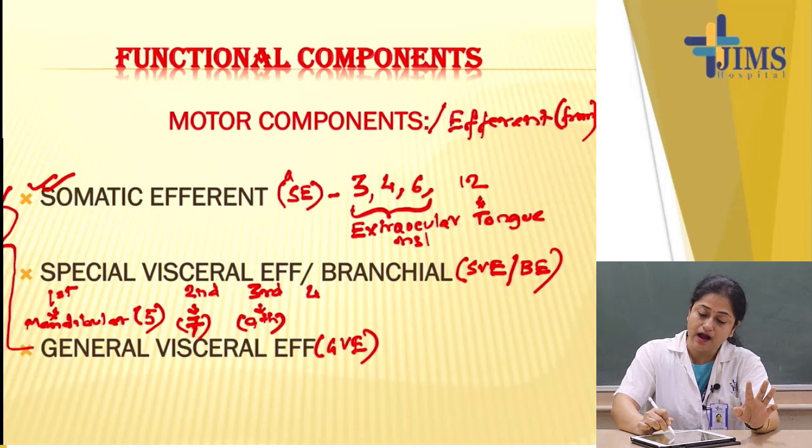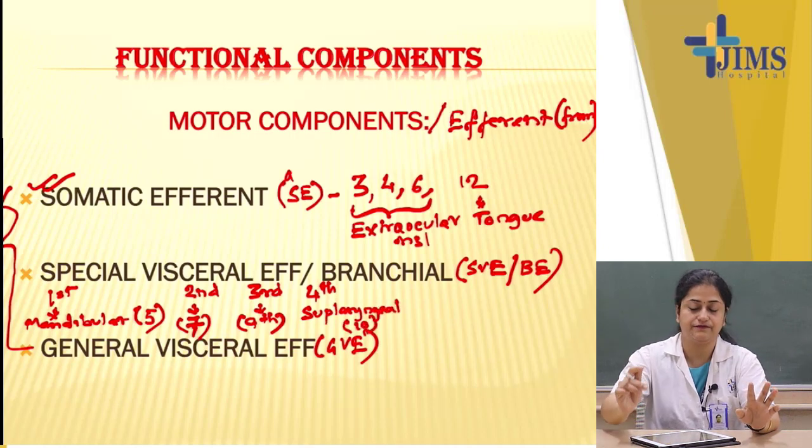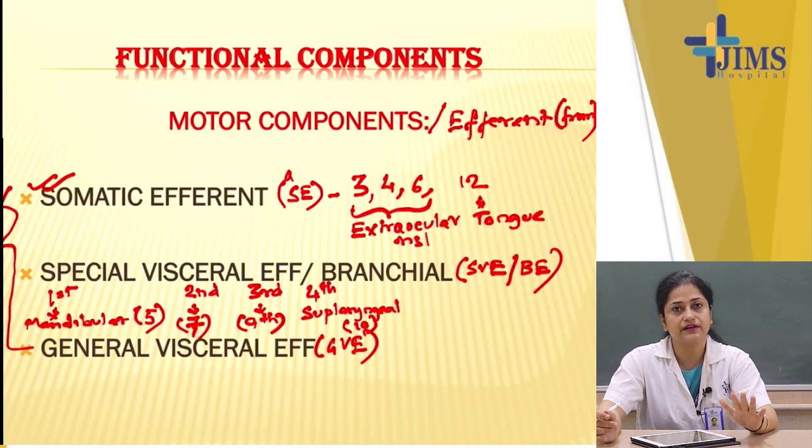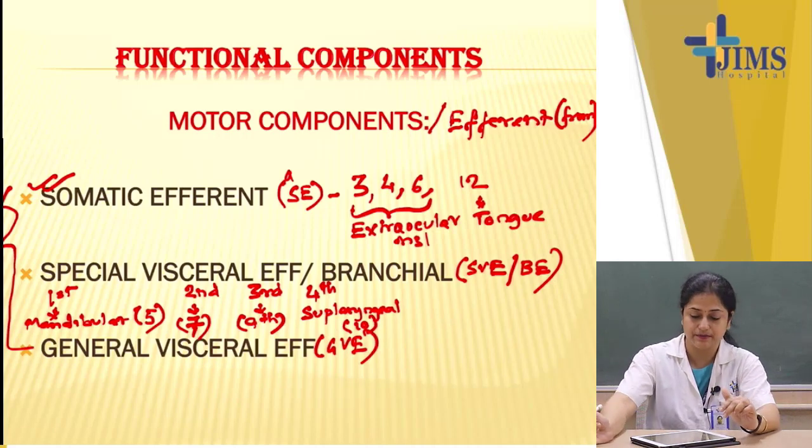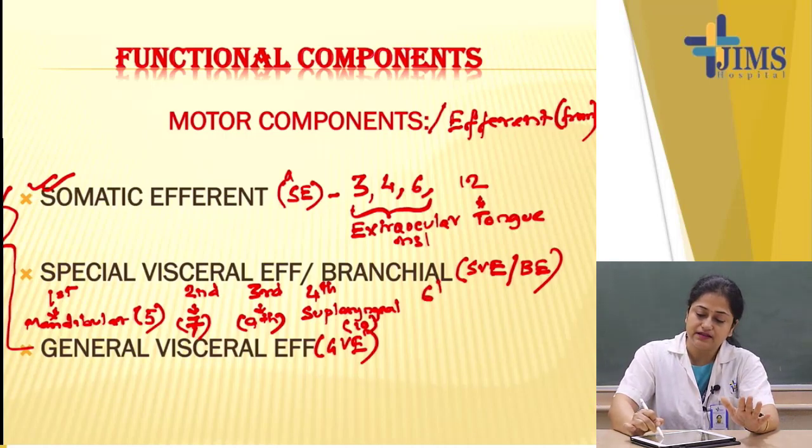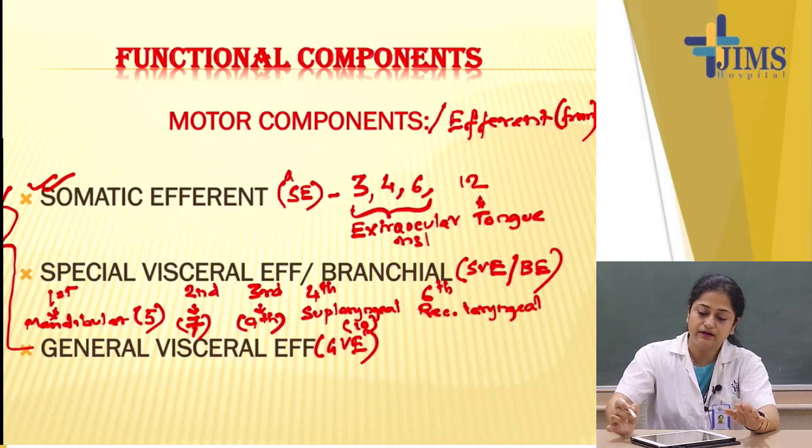The fourth arch, the nerve is the superior laryngeal nerve, which is a branch of the vagus nerve. Okay? So, vagus nerve will carry special visceral efferent fibers. Fifth arch we said disappears, and we have the sixth arch whose nerve is the recurrent laryngeal nerve. Now, here there is a catch.